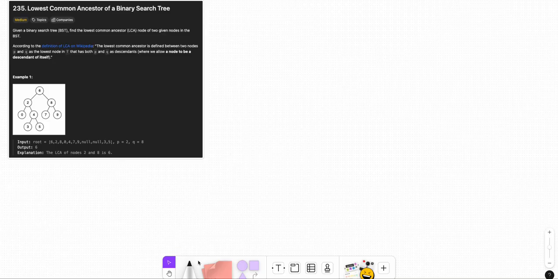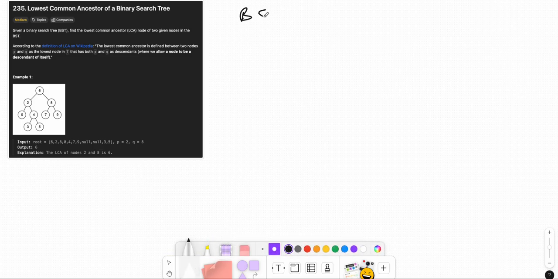Hello. This is LeetCode 235, Lowest Common Ancestor of a Binary Search Tree. Okay, we have a binary search tree, a BST. The lowest common ancestor is the node closest to the two given nodes.